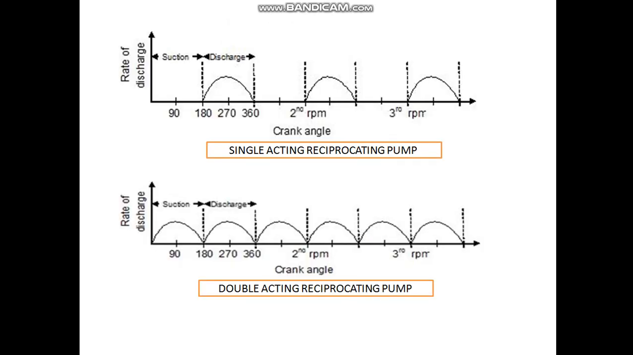Now we shall see a graph between the rate of discharge and crank angle. For a single acting pump, for the first 180-degree rotation, there is only suction. At that time, no discharge. And only for the next 180, from 180 to 360, we are getting a flow of water in the delivery pipe. Whereas in a double acting pump, when suction happens on one side, there is discharge on the other side. So almost a uniform discharge.